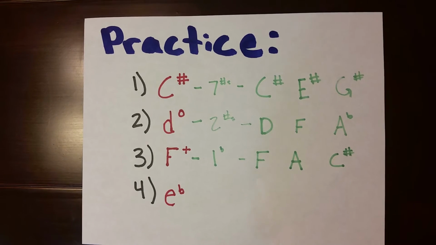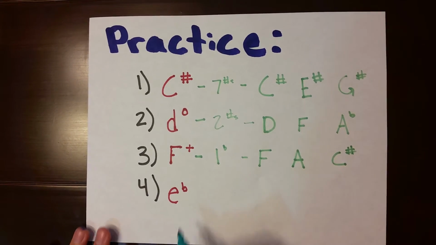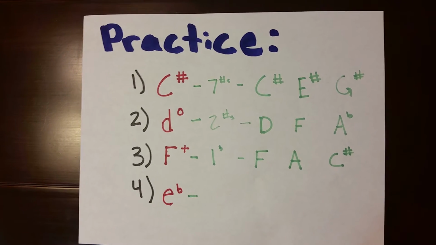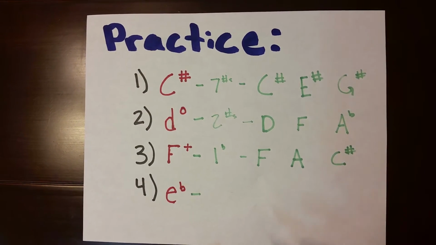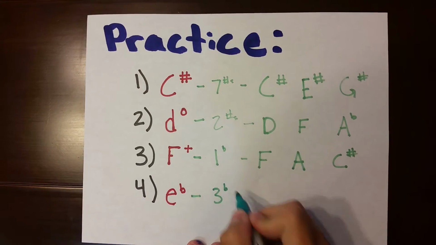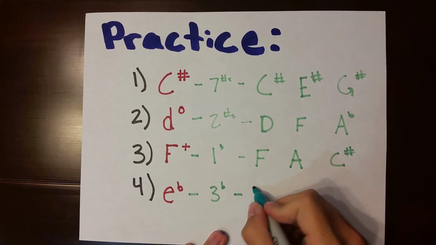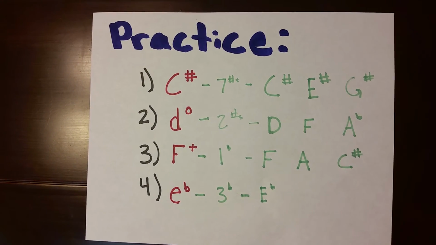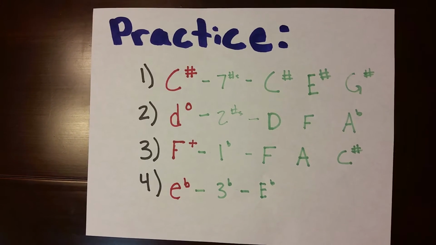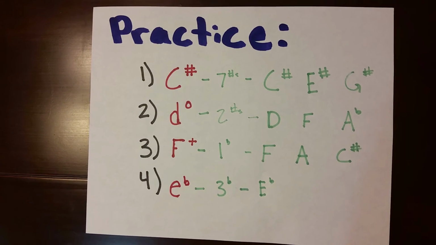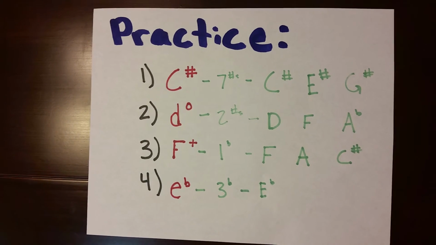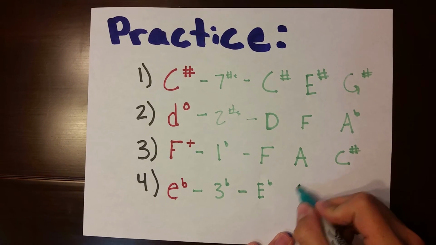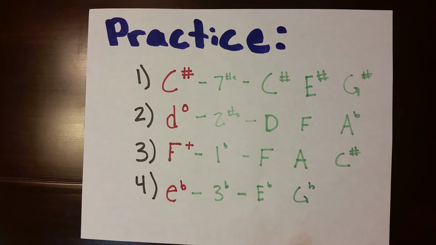Now, fourth example, we have E flat minor. So, if we're thinking about the circle of fifths again, we know that E flat has 3 flats in its key signature. So, first note, E flat. Now, we know in a minor triad that the third is lowered from the major triad. So, in E major, the third scale degree is G. So, we're going to have G flat.